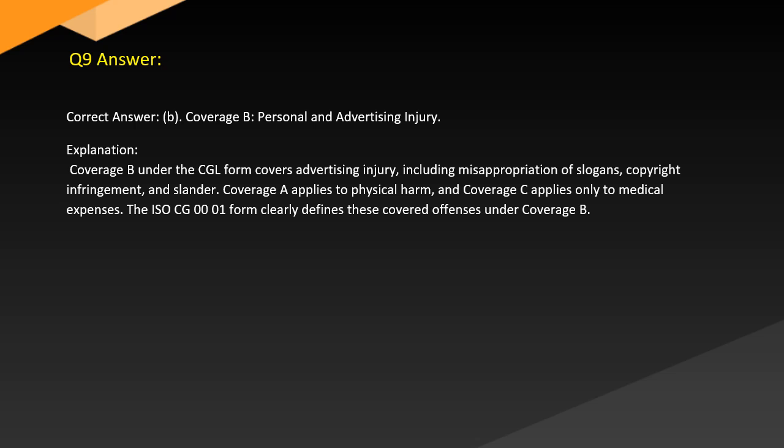Answer. Correct answer: B. Coverage B, personal and advertising injury. Explanation. Coverage B under the CGL form covers advertising injury including misappropriation of slogans, copyright infringement, and slander. Coverage A applies to physical harm, and Coverage C applies only to medical expenses. The ISO CG 00 01 form clearly defines these covered offenses under Coverage B.